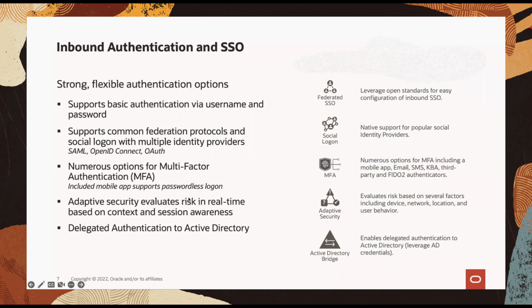Then we have the social logons. We support users coming from social platforms like LinkedIn and Twitter. If you have users coming from these sources, you can onboard those users to the IAM as well. On top of that, as we discussed, to increase secure access to the application, you can enable MFA and adaptive security. Then of course we have the bridge. I have a different use case talking about the bridge in the coming slides.